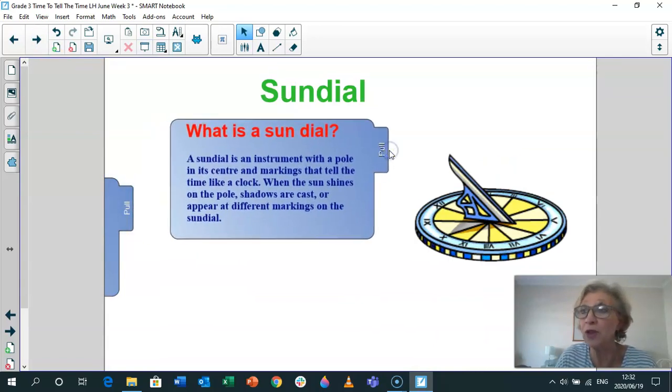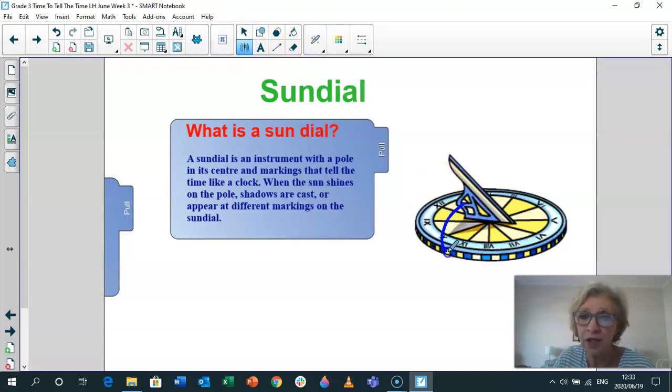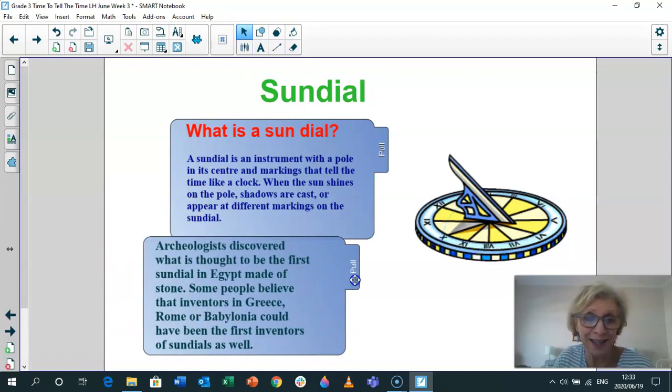Right, we've seen them. You can see them in schools. Often they have sundials in the gardens. They have to be outside because they use the shadow made from the sun. So let's read a little bit about it. A sundial is an instrument with a pole in its center and markings that tell the time like a clock. When the sun shines on the pole, shadows are cast, and there you can see it right there. Shadows are cast. Okay, there's the shadow there. And point to the different clock times, or appear at different markings on the sundial.